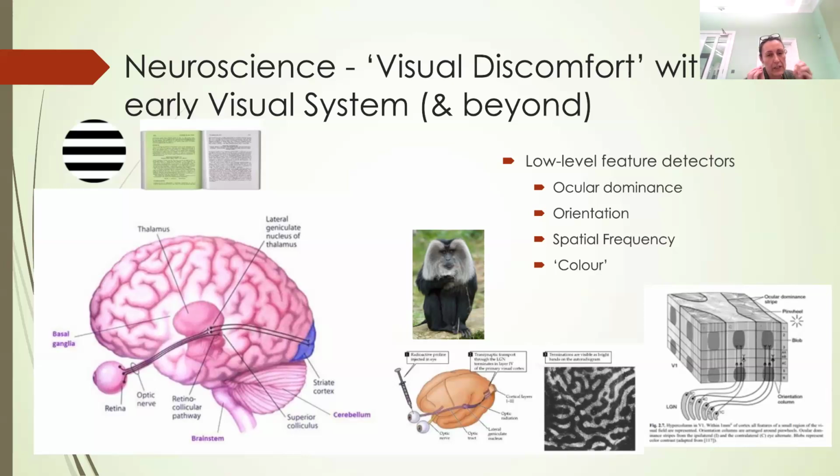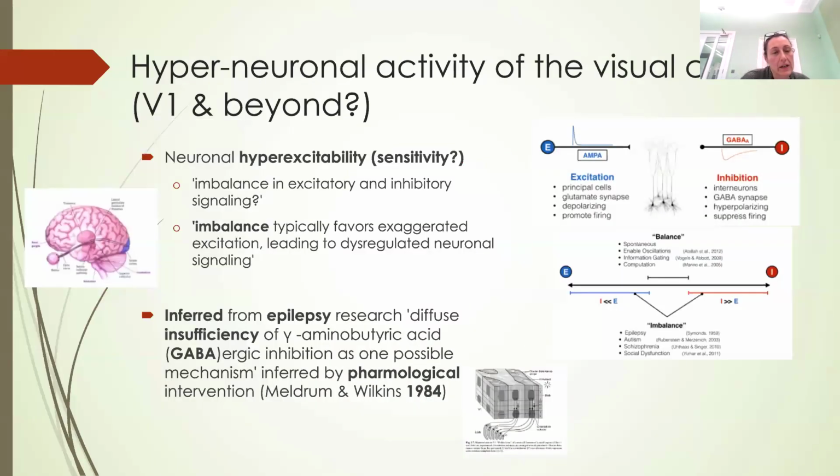And also spatial frequency, which refers to how often a scene changes, how often the luminance in the scene changes. There are also colour blobs within this visual cortex, and what we see here is ocular dominance columns. So it's been inferred from the work in epilepsy that there's an imbalance between the excitatory and the inhibitory neurons within the visual cortex, and it's this imbalance that's causing excitation, and that seems to be inferred by pharmacological intervention as well.